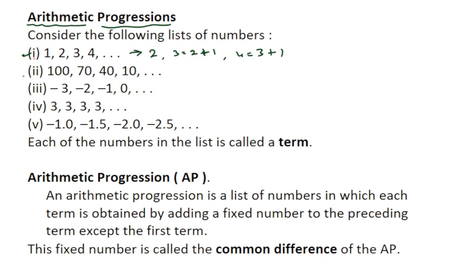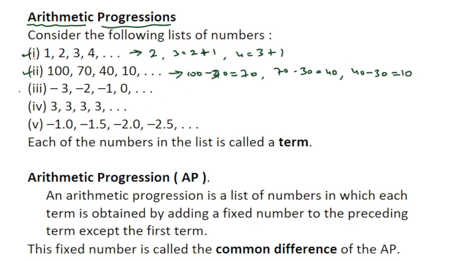And here in the second example, 100, 70, 40, 10 and so on. Here every number is obtained by subtracting 30 from the previous number. 100 minus 30 is 70. 70 minus 30 is 40. Again 40 minus 30 is 10 and so on.